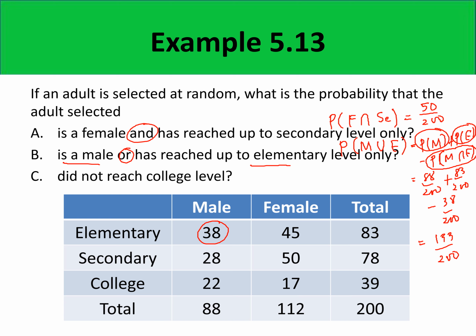And then the last one is that we're looking for the probability that the adult selected did not reach college level. So this means that we're looking for the probability of the complement. Okay, so this is 1 minus the probability of those adults who have reached college level. So this is 1 minus 39 over 200, which is 161 over 200.